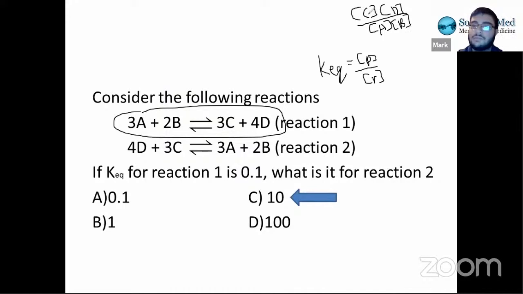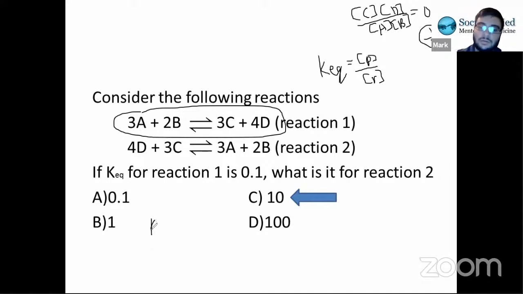And you know that this C times D over A times B is equal to 0.1, or 1 over 10. I think that might make it easier to see. So you know that C times D over A times B is 1 over 10. They told you that. Now we want to see what it is for reaction 2.